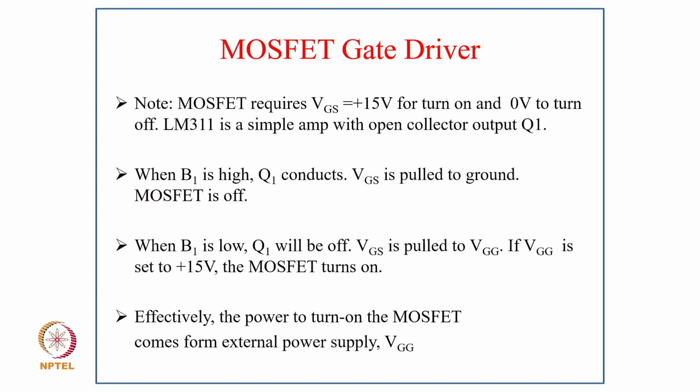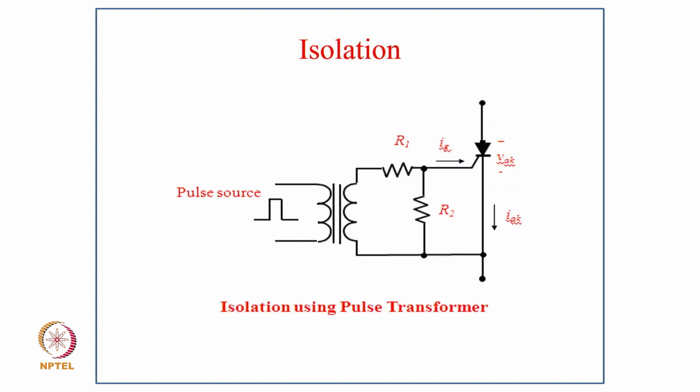In this MOSFET gate driver circuit, note that the MOSFET requires VGS of 15 volts for turn on and 0 volts for turn off, and the LM331 gives simple amplification with the optocoupler output. When B1 is high, Q conducts and VGS is pulled to ground, so the MOSFET is off. When B1 is low, Q1 will be off and VGS is pulled to VGG. If VGS is set to 15 volts, then the MOSFET turns on, and effectively the power to turn on the MOSFET comes from the external power supply VGG, as shown.